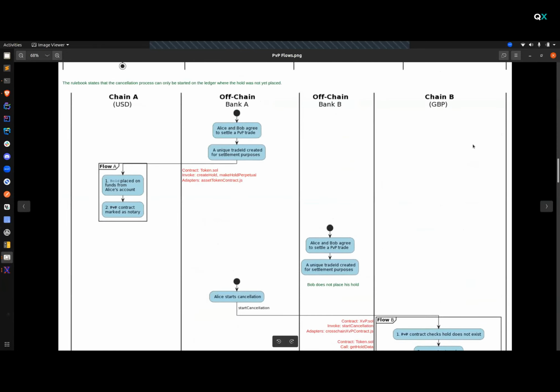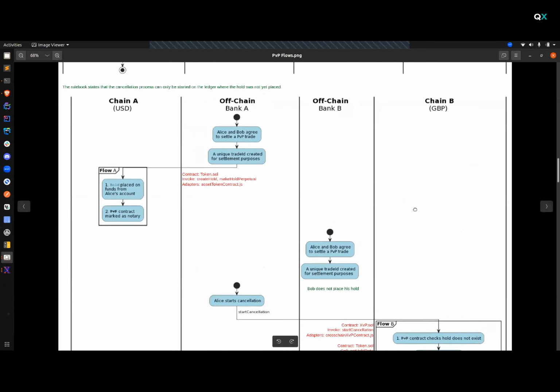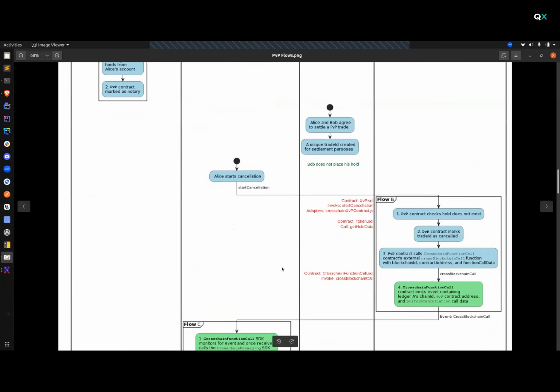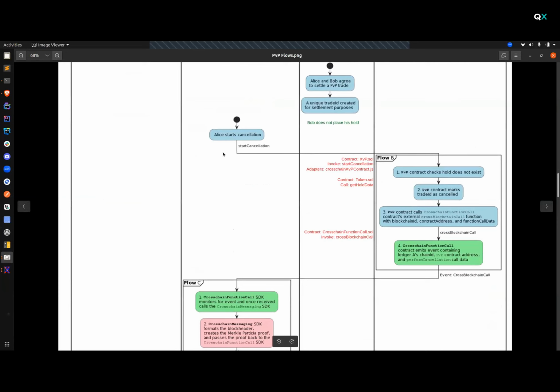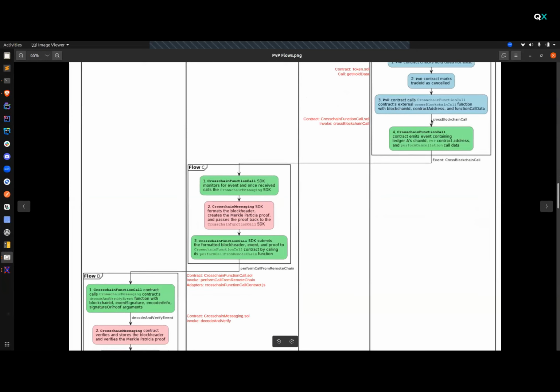So suppose on this side, Bank B did not place their hold and Bank A did. You could have started the lead leg here. It would have failed on chain because it would not have found the hold. So Alice would submit, or Bank A would submit, a transaction, start cancellation, to the application layer contract on chain B. And most importantly, the PvP contract will mark the trade as cancelled against the trade ID. And it will emit an event, which we're going to prove to the other ledger, essentially proving that this trade is now marked as cancelled.